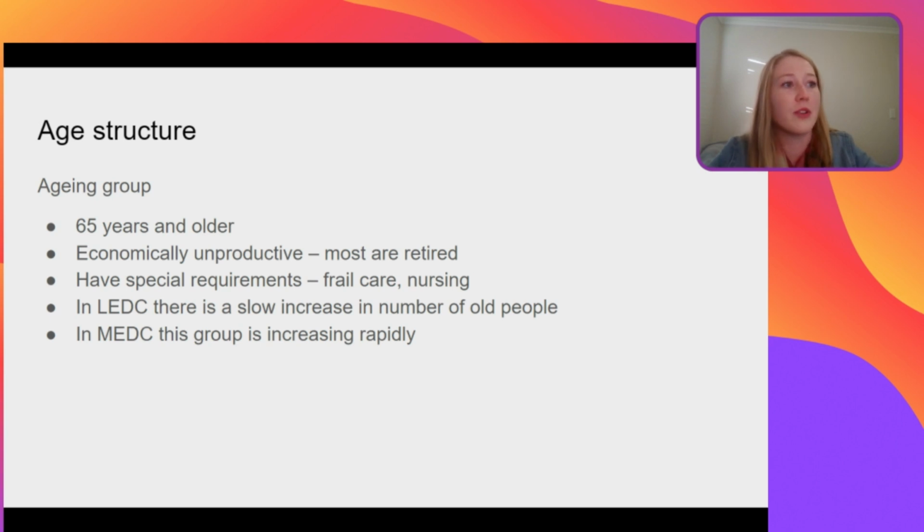Because they have specific requirements, it's worth knowing how the country is split up. So if you have a country that has a large aging age group, it's not really worth investing a lot of money into building new schools. No, then you rather invest your money in frail care. That's where your population is.